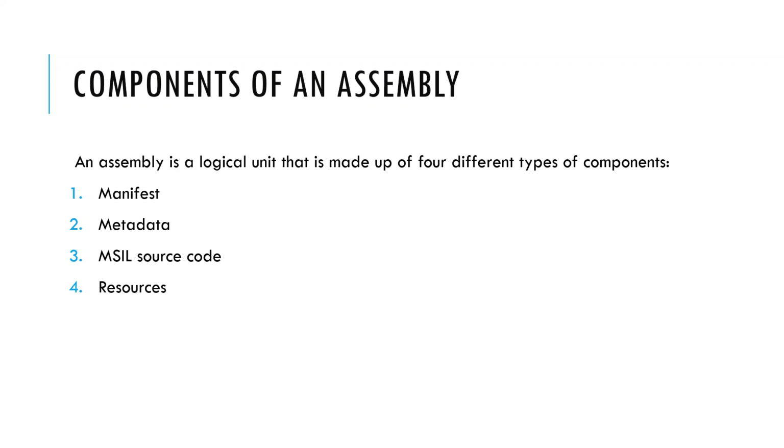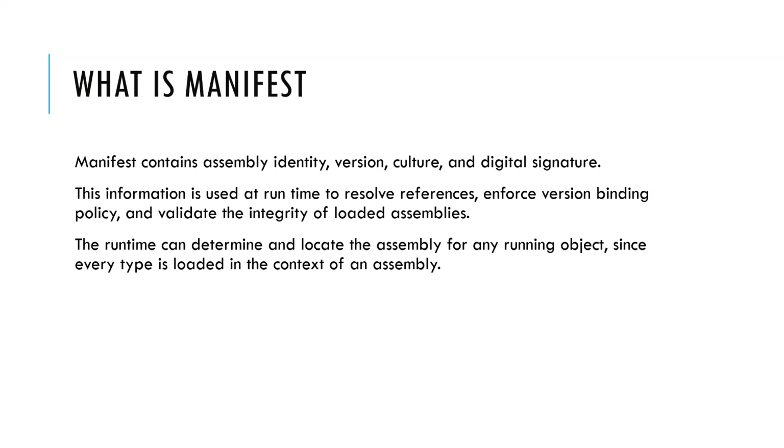So what are the components in an assembly? An assembly is a logical unit that is made of four different types of components: manifest, metadata, MSIL, and resources. So what is a manifest? A manifest consists of assembly identity, version, culture, and digital signature. This information is used at runtime to resolve references, enforce the version binding policy, and validate the integrity of loaded assemblies. The runtime can determine and locate the assembly for any running object, since every object, like every type, is loaded in the context of an assembly.